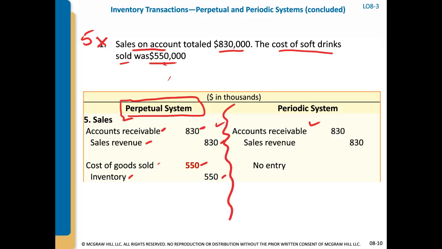Now this is a big difference between perpetual and periodic. Periodic has no entry, and that is because they only adjust their inventory and cost of goods sold at the end of the period, not every single time that the company makes a sale.